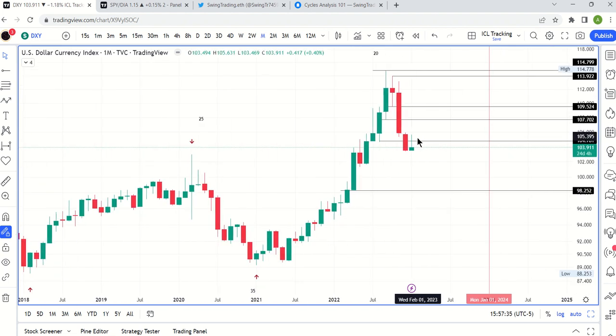But let's look at this current monthly candle. I always talk about on this channel, one of the goals is to help people not lose money in the markets, right? That is step one. If you can avoid losing money, then you have a good chance of profiting. But step one is protecting capital.